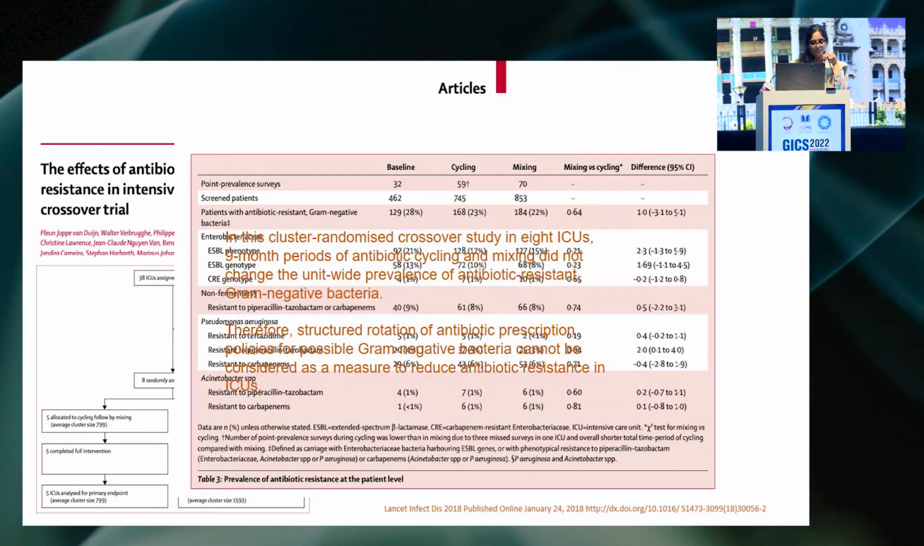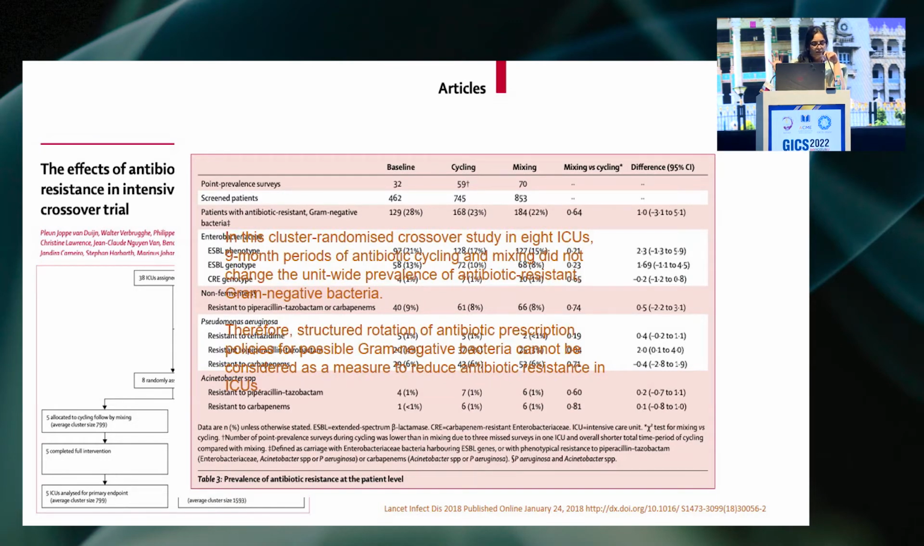Now, this is an important paper published in 2018, which I'm not sure is visible. It was done across 38 ICUs, and they tried to randomly assign the ICUs to mixing and rotating.